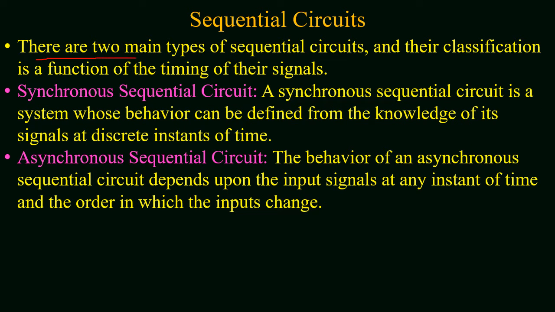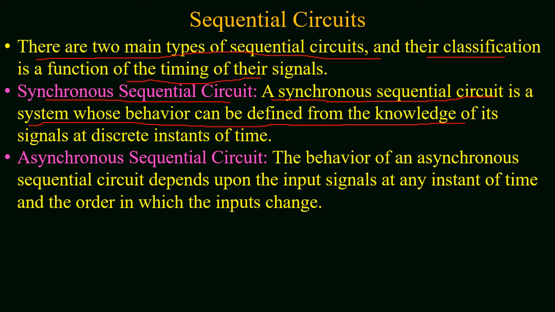The sequential circuits are broadly divided into two types, and this is dependent on how they change their values. The first one is known as synchronous sequential circuit and the latter one is asynchronous sequential circuit. A synchronous sequential circuit is a system whose behavior can be defined from the knowledge of its signal at discrete instants of time. This means that in this type of systems, we deploy a special type of device which produces a synchronization signal, because all the elements in this system are synchronized.